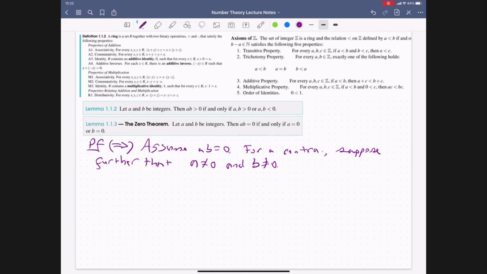Now we're going to look at this via cases. So let me put this over here, first case here. If a and b are positive, or a and b are negative, then ab is positive by lemma 1.1.2. So we have just used the previous lemma in here, but that's a contradiction since we're assuming that a times b equals 0. So this is a contradiction. So we know that this situation cannot happen.